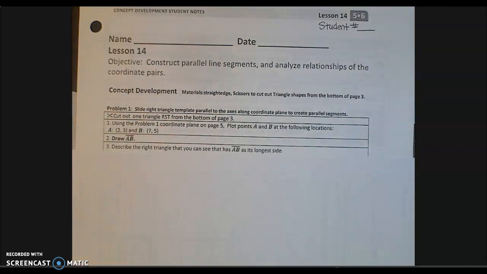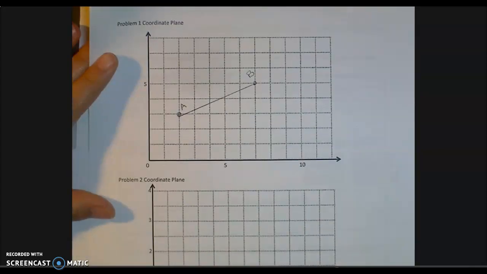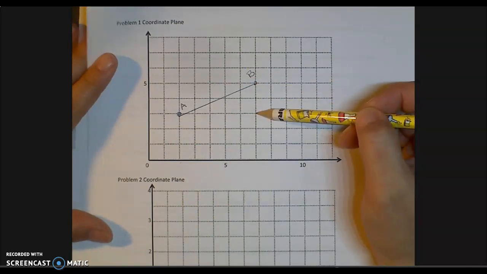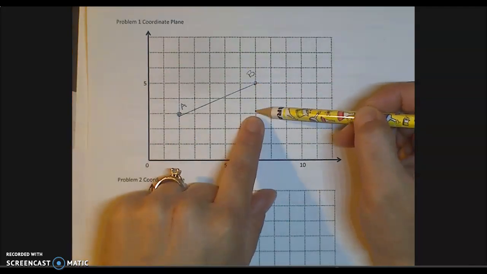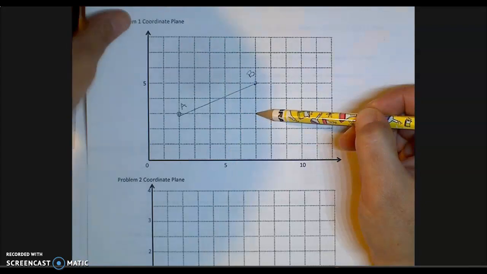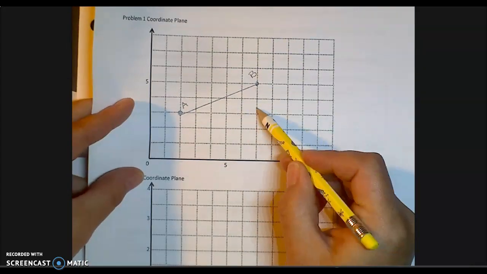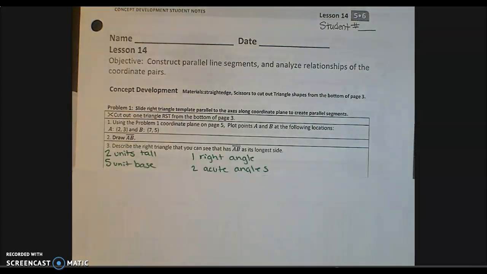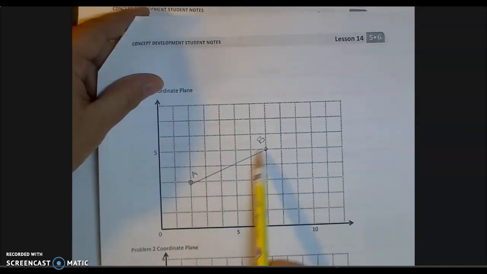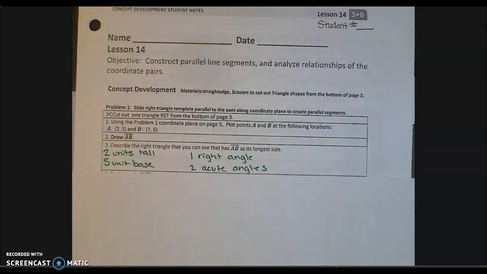Next says, describe the right triangle that you can see that has AB on its longest side. Well, if I were to draw this triangle out, I could see here that it's got a height of 2 units, and the base is 1, 2, 3, 4, 5 units. And right here, I could see a right angle. I already wrote that out for us. So it's 2 units tall. The base is 5 units. 1 right triangle, and then it would also have 2 acute angles where A and B are. My line's a little off.